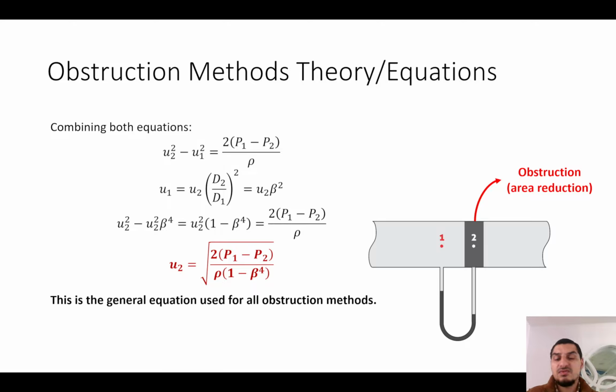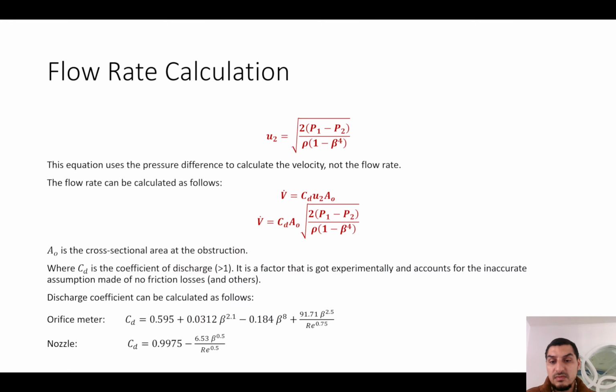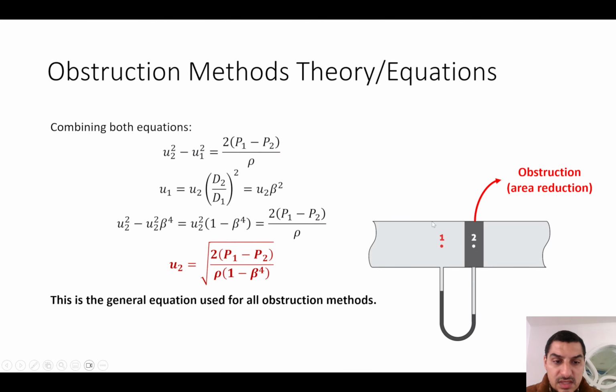And this is the general equation for all obstruction methods. It's not different from one obstruction method to the other. But again, we are interested in calculating the flow rate. So now this equation is the velocity. If we need the flow rate, then we calculate the flow rate using this equation, which is C_D u2 times A naught. Let's go back to the previous slide. This is the area at u1, and this is the area at u2.